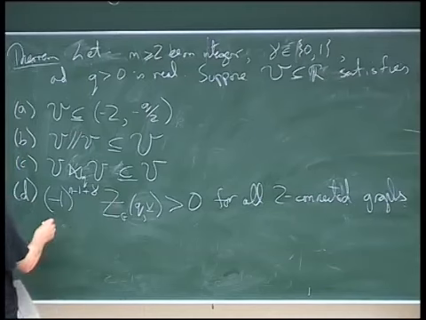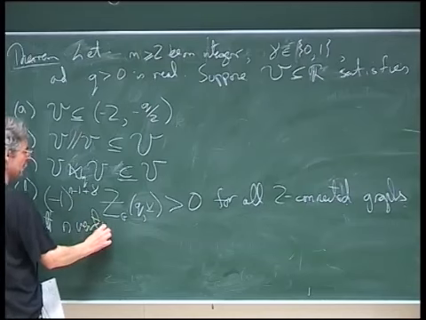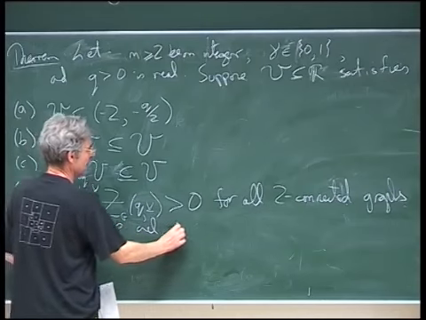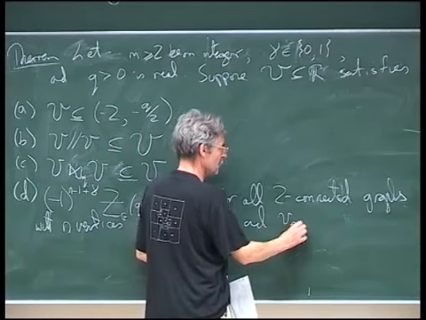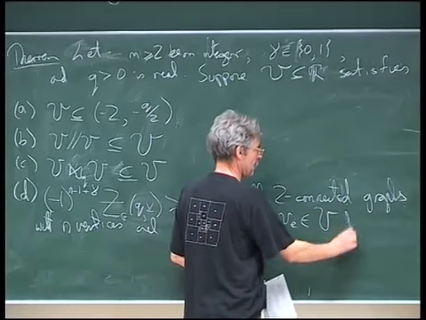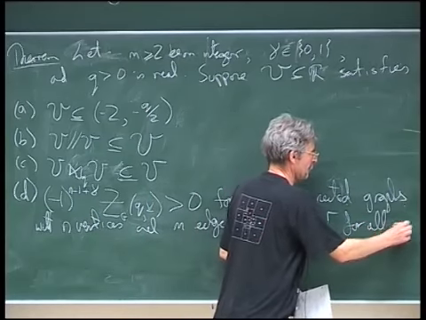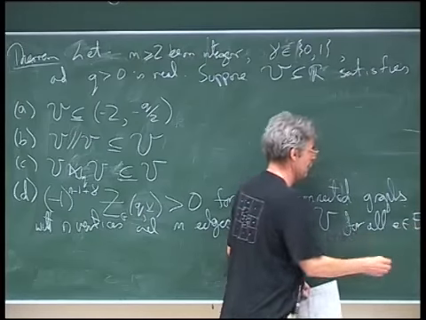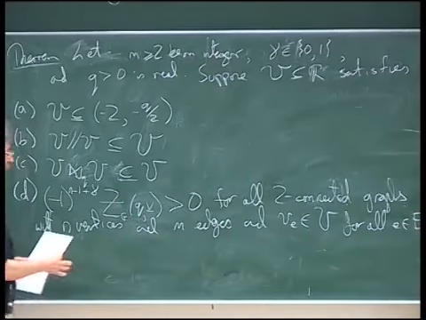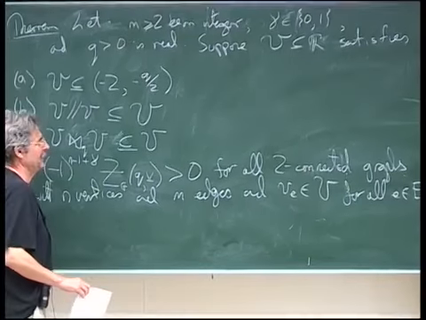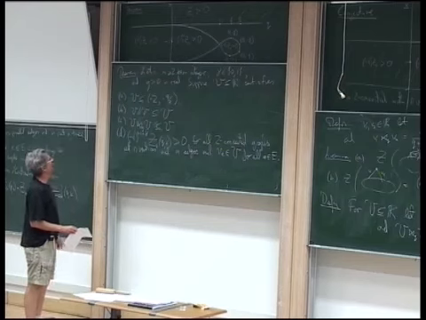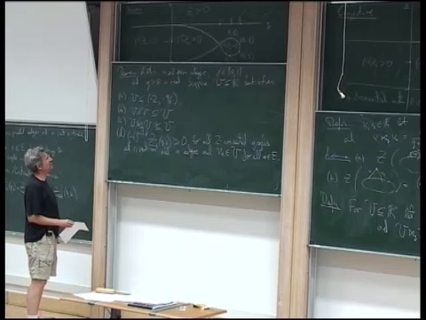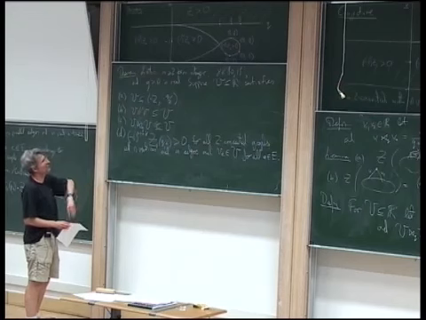So for all 2-connected graphs with n vertices and m edges and edge weights belonging to V. So that's the hypothesis. So D is quite a strong assumption, right? Yeah, it has to be a nice interval. I mean, it has to be a nice subset of R.